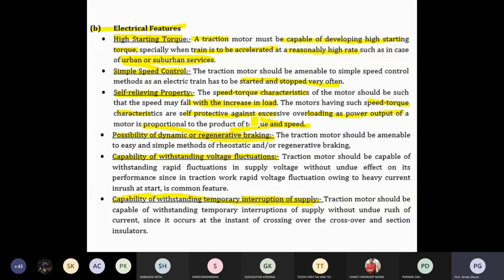Then possible dynamic and regenerative braking. Braking is an important issue. In mainline service we can also go for regenerative braking, so the option of regeneration should be available in the system. If you implement regenerative braking, the system must have a sufficient amount of load. If the system doesn't have much load capacity and you suddenly do regenerative braking, the insulation of the overall transmission system will be damaged.